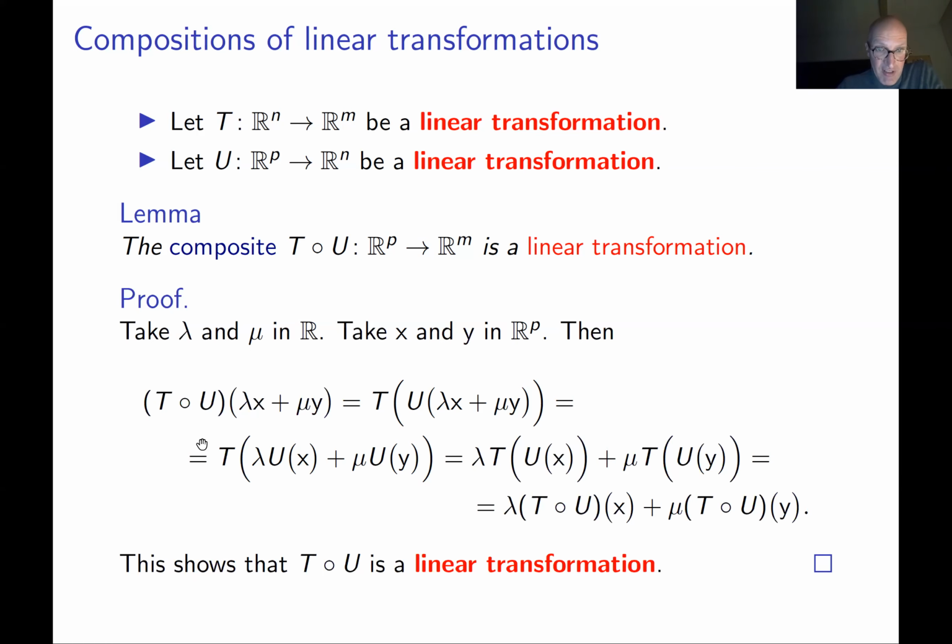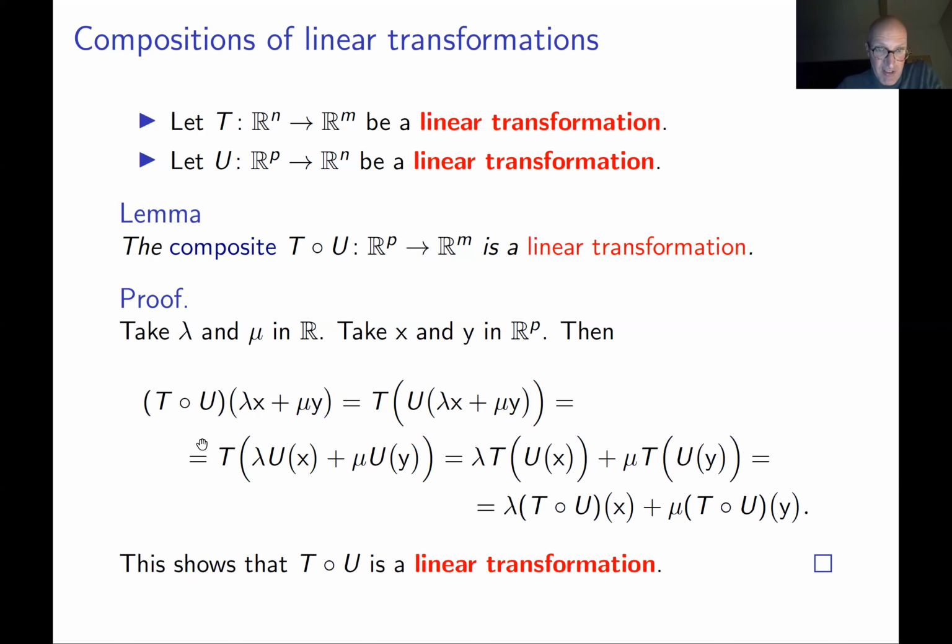Now you apply T to this sum and you use this criterion twice and you get this. But then you just observe that T of U of x is nothing but T compose U applied to x, and T applied to U applied to y is nothing but T compose U applied to y. But this is exactly what we want to prove: you apply the criterion a third time, and you get that this is a linear transformation.